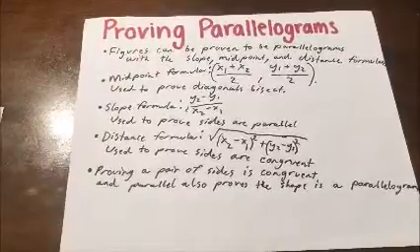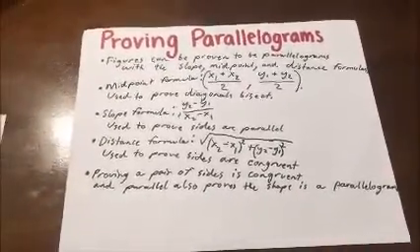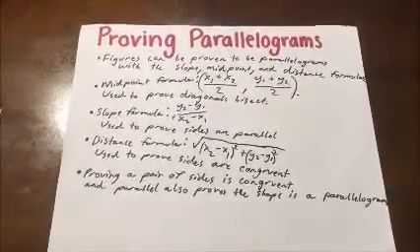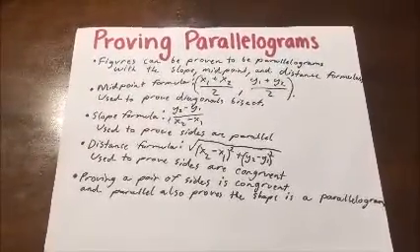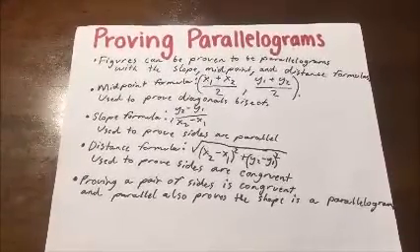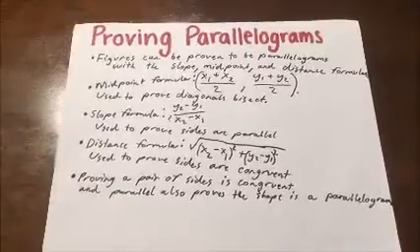Proving parallelograms. Figures can be proven to be parallelograms with the slope, midpoint, and distance formulas. The midpoint formula is x1 plus x2 divided by 2 and y1 plus y2 divided by 2 written as a point and can be used to prove that diagonals bisect each other.